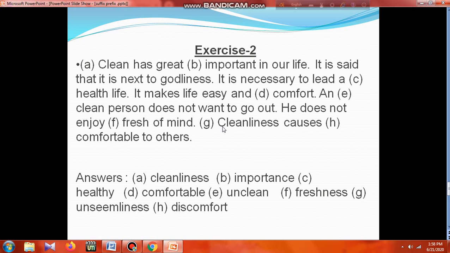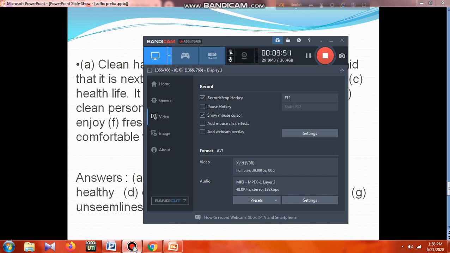So it would be like a correction there. Uncleanliness, there was a spelling mistake. So it will be uncleanliness. Okay, causes discomfort to others. This is exercise 2. So we learned the rules, and we have solved the exercises.